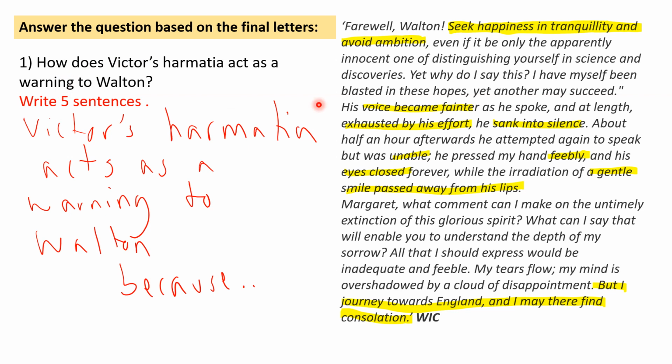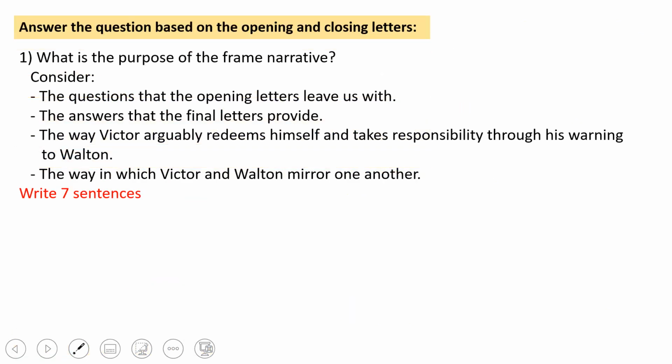Okay, so we've looked at the opening letters and we've looked at the final letters, but what is their significance overall? So I would like you to write an answer to the question based on what we understand about the opening and the closing letters, thinking specifically about what is the purpose of the frame narrative, why has it been included? You might want to consider some of these bullet points: the questions that the opening letters leave us with, the answers that the final letters provide us with, the way in which Victor arguably redeems himself and takes responsibility through his warning to Wharton, and also the way in which Victor and Wharton mirror one another.